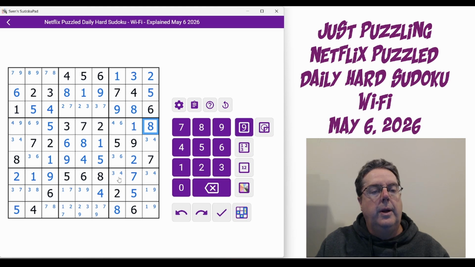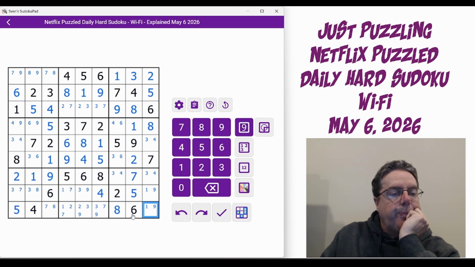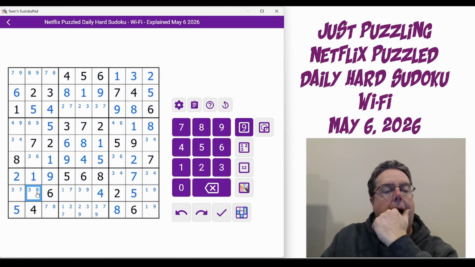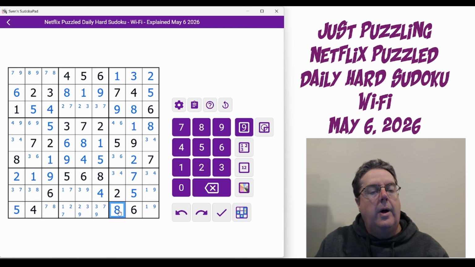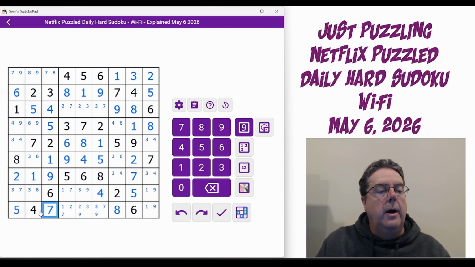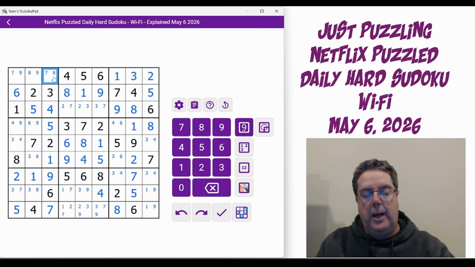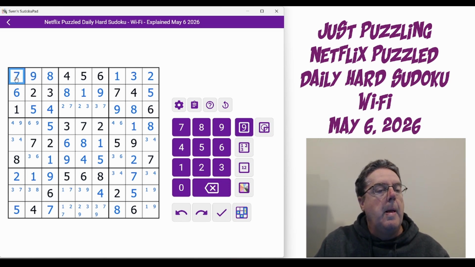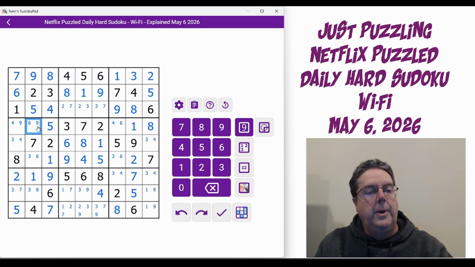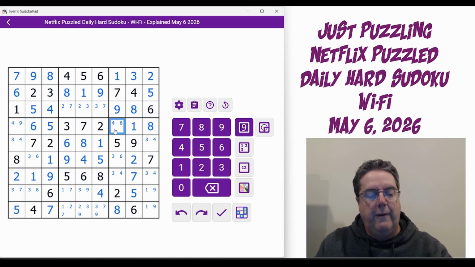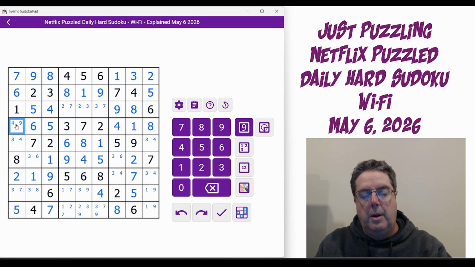3, 4, 6 is there, 3, 4, 6 is there, 3 and 4, 1 and 9. 2, 3, 9, 1, 7, 3, 7, 3, 8. 8 only here once. So 8 can't be here, so this is going to be a 7. 7 comes up here, so this is going to be an 8. This can't be an 8, so it must be a 9. This can't be a 9, so it must be a 7. 9 comes down here, so this is going to be a 6. This can't be a 6, so it's going to be a 4. 4 can't be here, so this is going to be a 9.